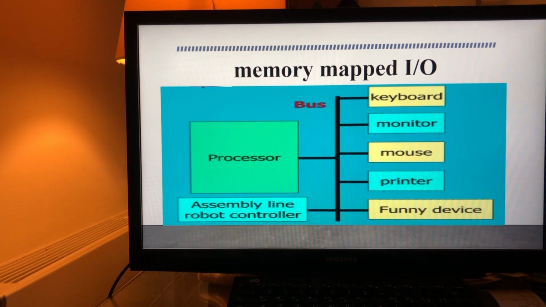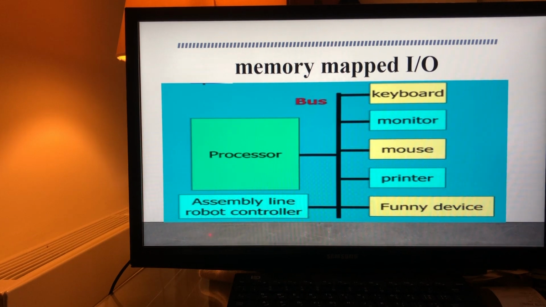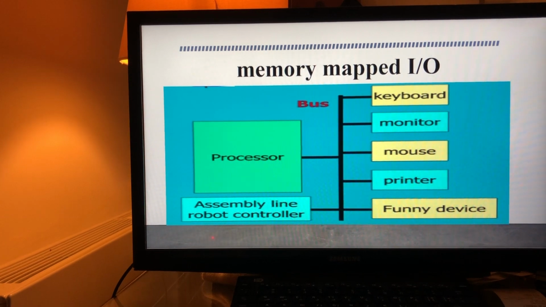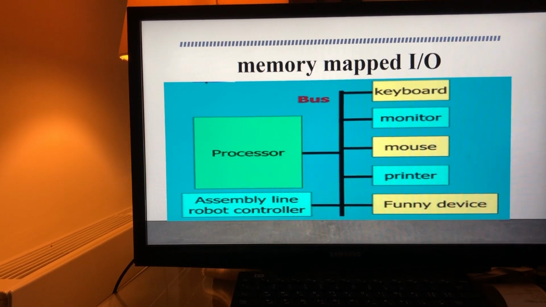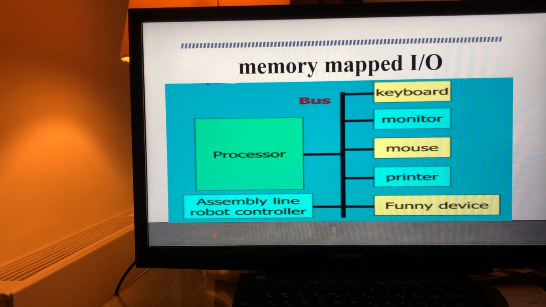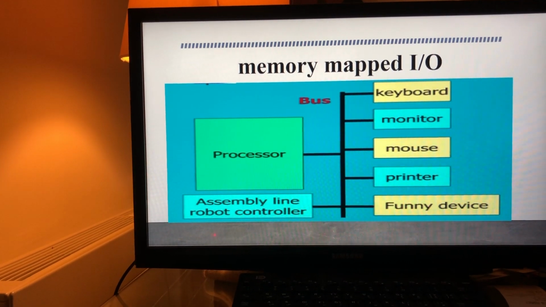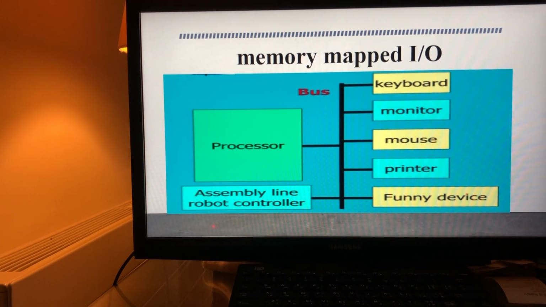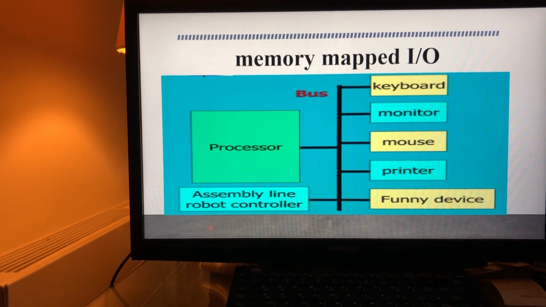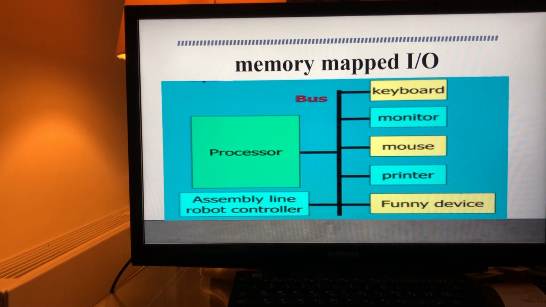The memory mapped input and output is a way to exchange data between the CPU and the devices attached to it. Memory mapped input output is one where the processor and the input or output device share the same memory location. For example, the processor and input output device are mapped using the memory addresses.